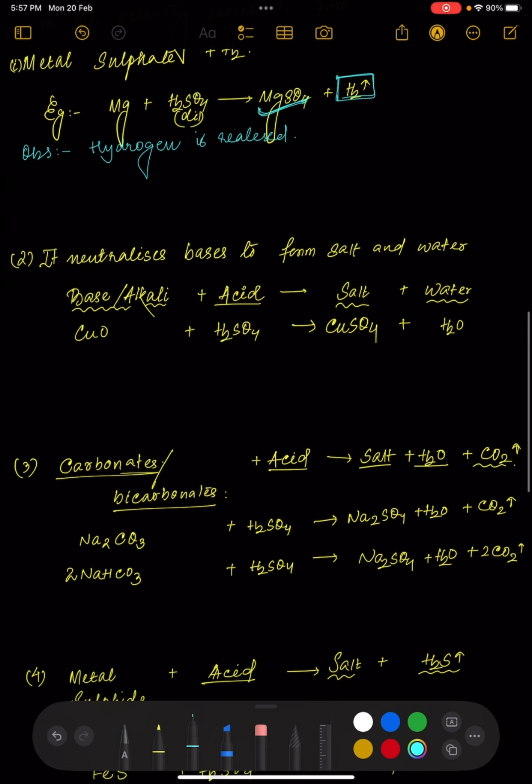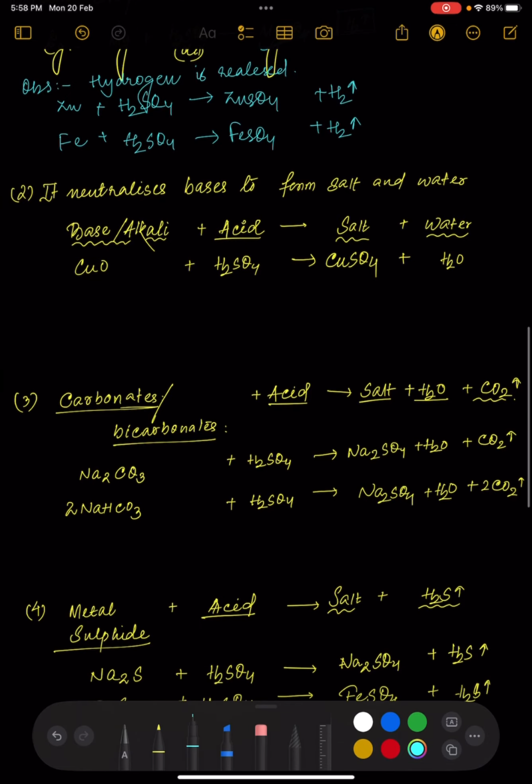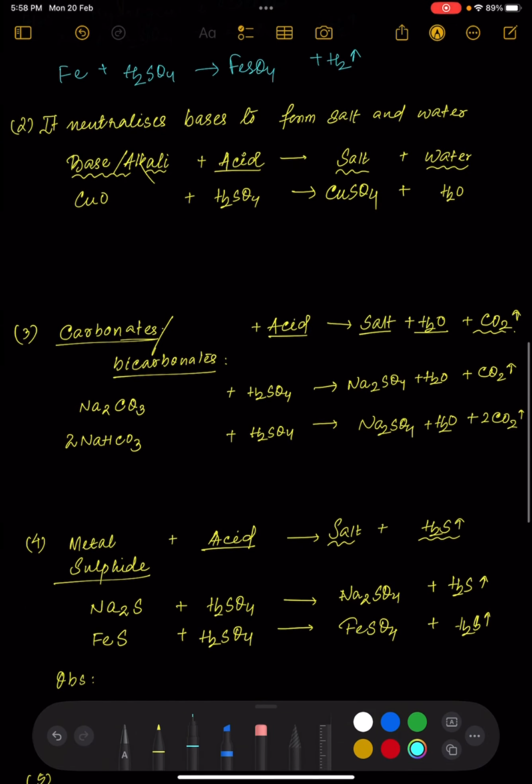Other examples: H2SO4 can also react with Zn or Fe, or other materials which are above H in the reactivity series. In this case, it will form ZnSO4 and H2 will be liberated, and here also H2 will be liberated, and here FeSO4. Then it neutralizes bases to form salt and water.